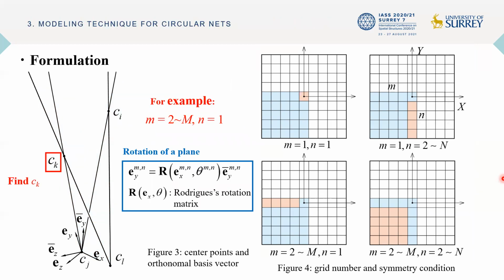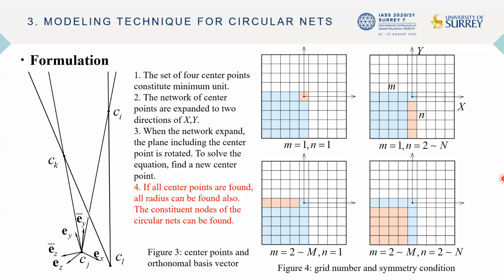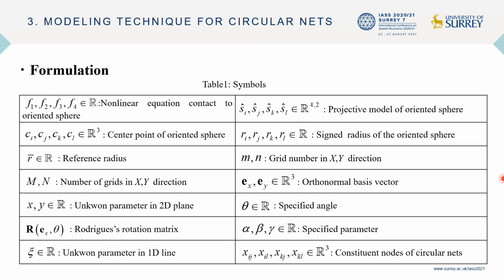This is an example of the region. Rotation of a plane is expressed as this equation. Center point CK is found by solving nonlinear equations. If all center points are found, all radii can be found also. Constituent nodes of circular nets can be found. This slide shows a table of symbols.